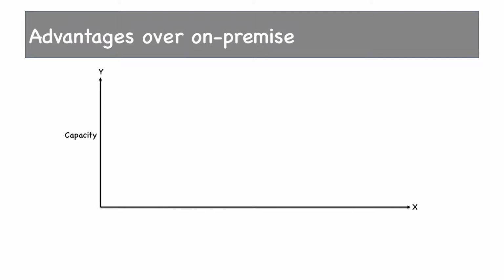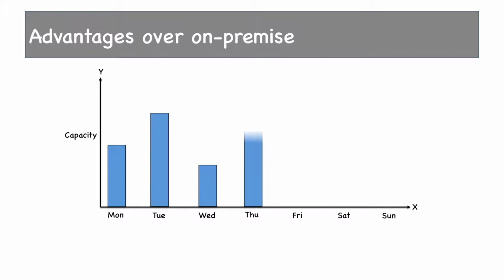So let's see how capacity is provisioned in an on-premise data center. On the x-axis you have time, on the y-axis you have capacity. Capacity can be anything. It can be CPU, RAM, network, file system, anything. Suppose this is your usage. You have Monday, Tuesday, Wednesday, Thursday, Friday, all 7 days in a week, and this is how your application usage is.